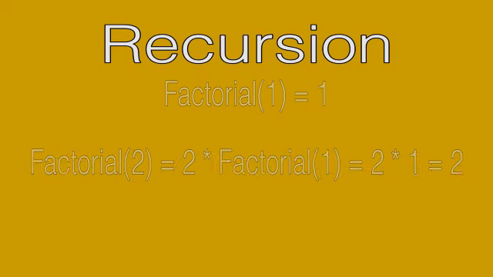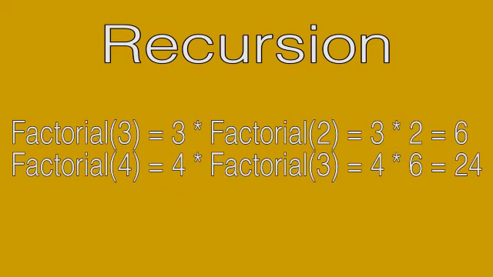Continuing with this logic, we'll find out 3 factorial equals 3 times 2 factorial, which equals 3 times 2, which equals 6. And that 4 factorial is 4 times 3 factorial, which is 4 times 6, which is 24. Therefore, 24 would be our answer.